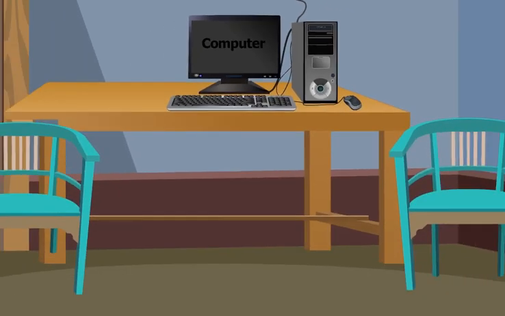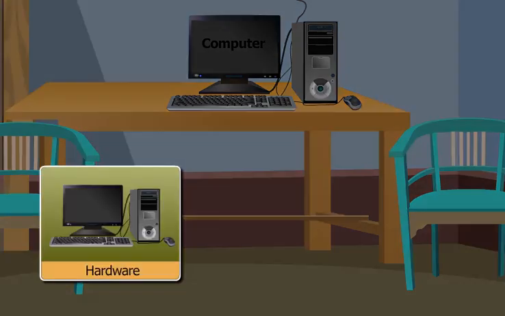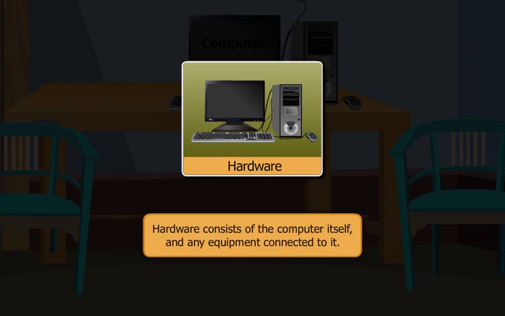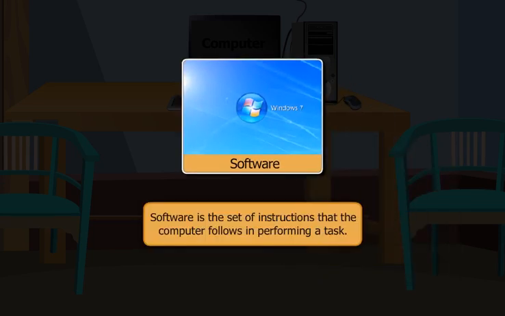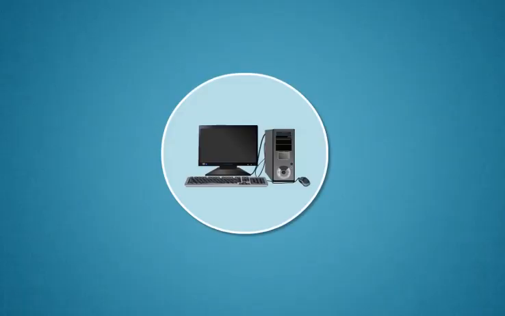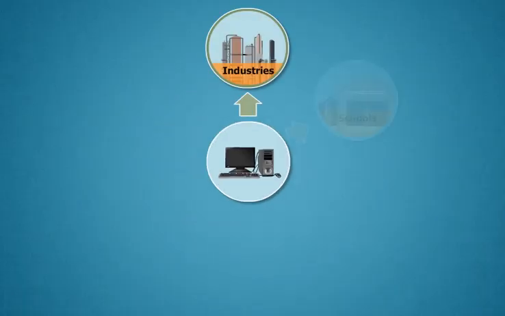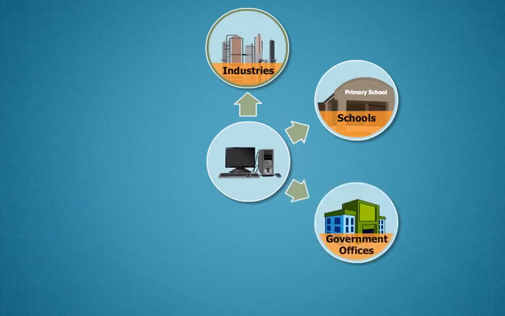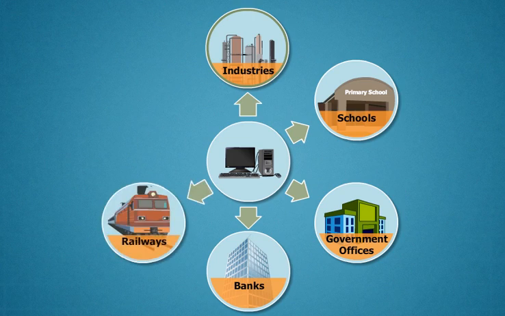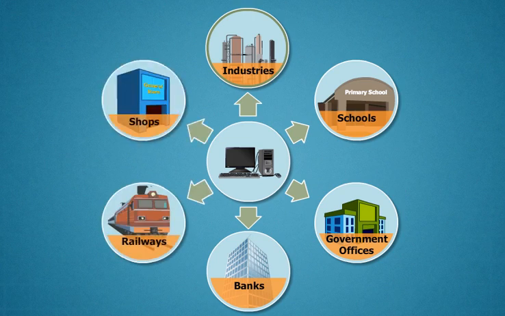A computer is a collection of hardware and software components that help us accomplish many different tasks. Hardware consists of the computer itself and any other equipment connected to it. Software is the set of instructions that the computer follows in performing a task. Today, computers are used in industries, schools, government offices, banks, railways, and shops. By using computers, we save a lot of time, effort, and money.